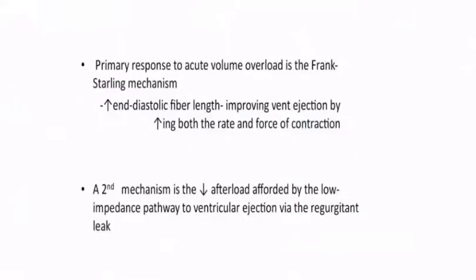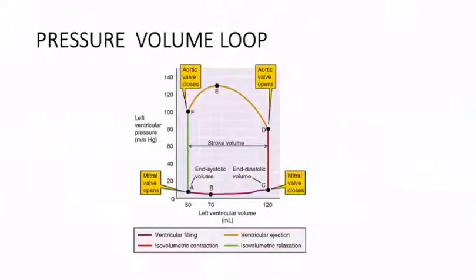The main primary compensatory mechanism which acts during acute MR is based on the Frank-Starling mechanism. There is an increased end diastolic fiber length, which may slightly improve ventricular ejection by increasing both the rate and force of contraction. And the secondary compensatory mechanism is a decrease in the afterload.